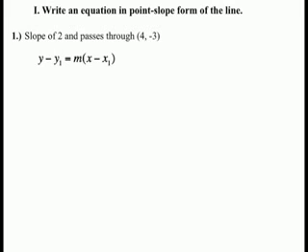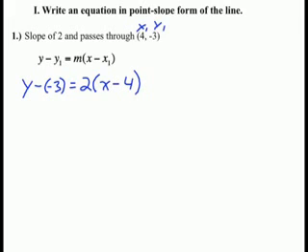So we're given the slope of 2 and the point 4, -3, so we label the point as x1 and y1, and now we substitute the point and the slope into the equation. So we get y minus -3 equals 2 times the quantity x minus 4. Now on the left-hand side, when you subtract a negative, those two negatives become a plus sign. So it becomes y plus 3 equals 2 times the quantity x minus 4.